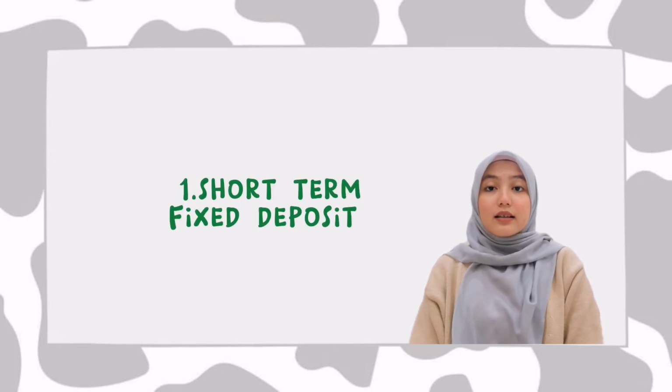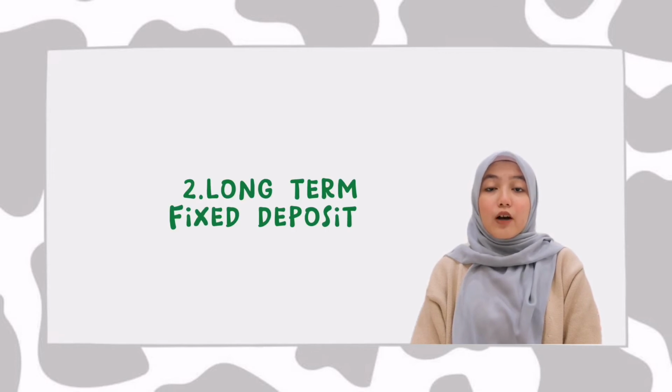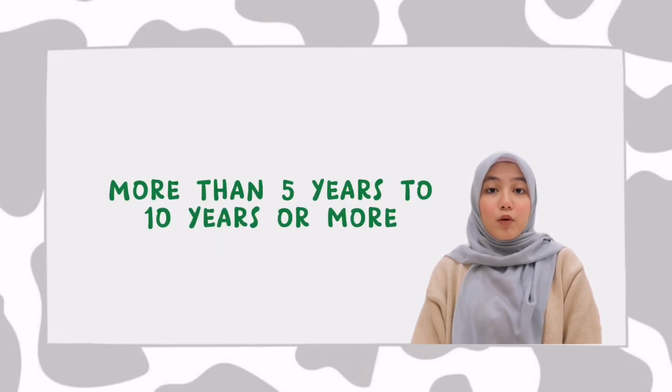The first one is short-term fixed deposit. This deposit has maturity date from 7 days up to 12 months. Next, long-term fixed deposit. This one takes more than 5 years to 10 years or maybe more.